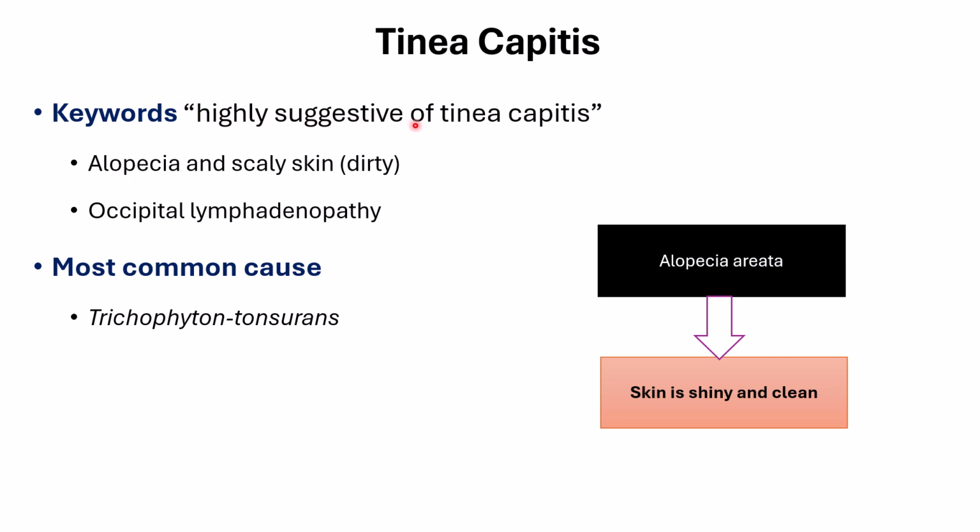Keywords highly suggestive of tinea capitis. Two words, very important: alopecia and scaly skin, dirty skin because of the broken hair and the skin is inflamed. Compare that to alopecia areata, where the skin will be shiny and clean. Also can be associated with occipital lymphadenopathy. Most common cause: Trichophyton tonsurans.